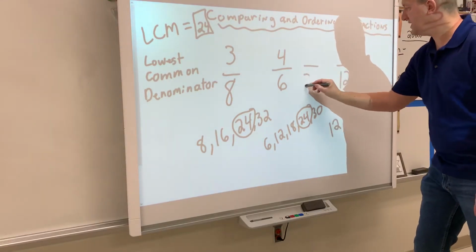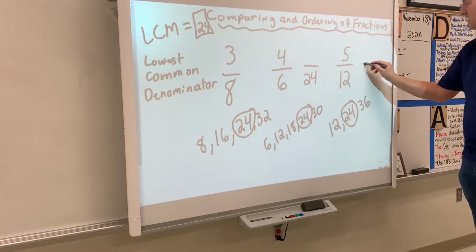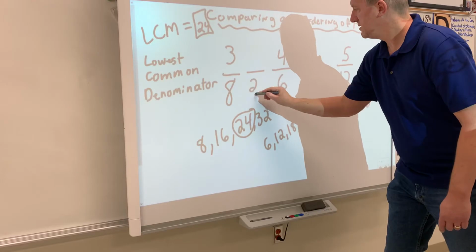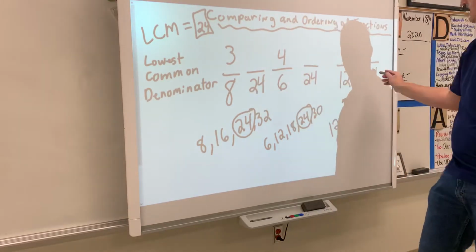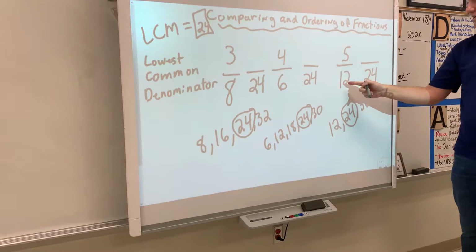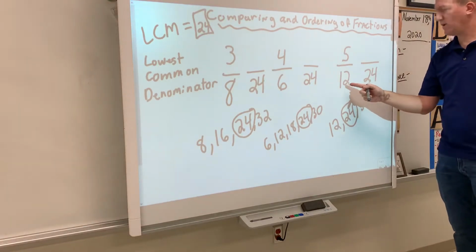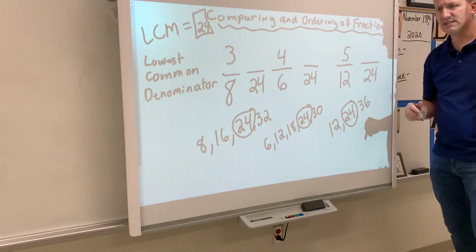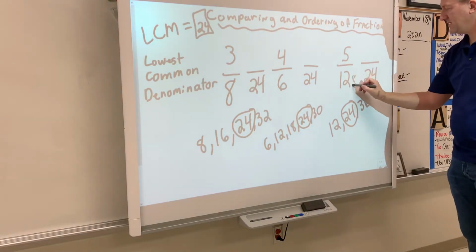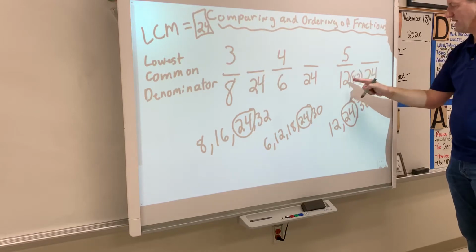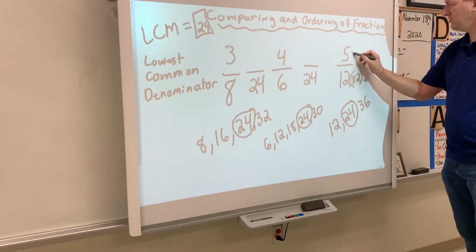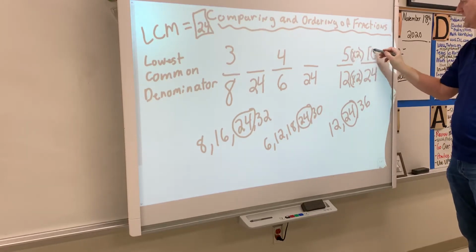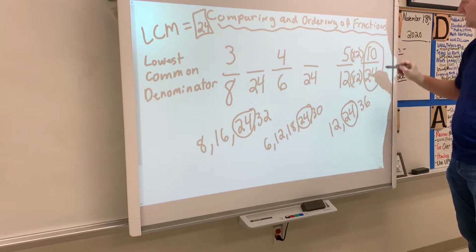So I'm going to change everything to 24s. Now we're going to change each of these to make them 24. Let's start out with this one. What makes 12 24? Think of your multiplication facts. Yes, 2. Whatever you do to the denominator, you have to do to the numerator. So that becomes 10 24ths.